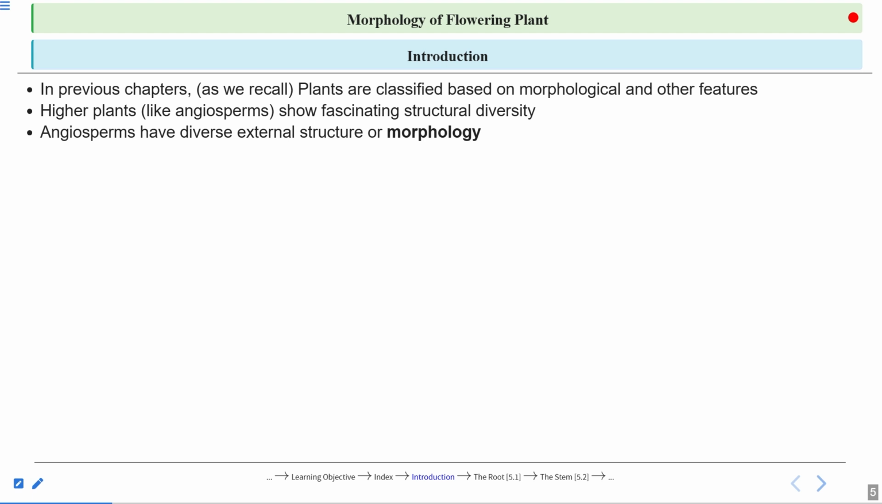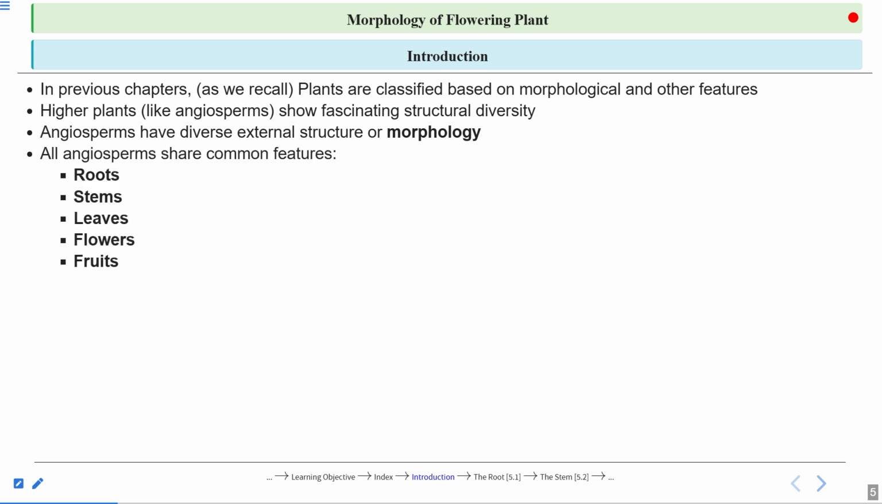Normally, there should be only one type of root, that we see in the case of dicot or monocot, taproot or the fibrous root. But still we see different types of modifications because they have to grow in different environmental conditions. So we will see the morphological structures of the different types of plants today, and basically the angiosperms. Angiosperms share common features. So these things are present in almost every angiosperm. Every angiosperm plant must have roots, stems, leaves, flowers and fruits, right?